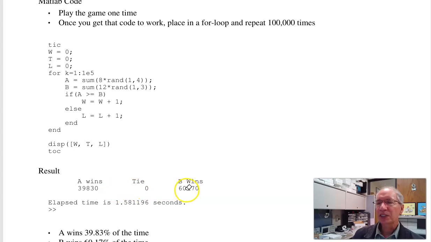So these numbers change every time I run it. It's random, but that tells you roughly the odds of A winning. The odds of A winning is roughly a 39.8% chance. That's for a single game.